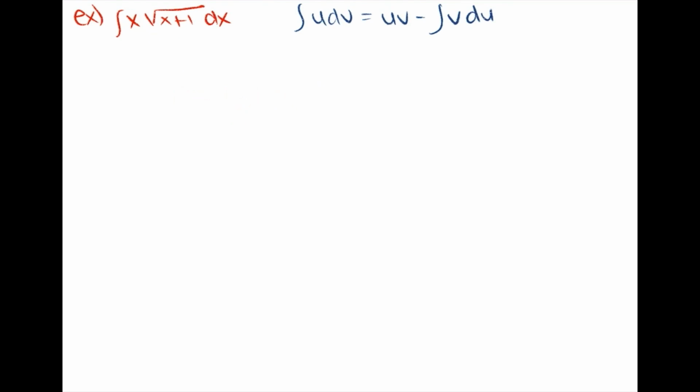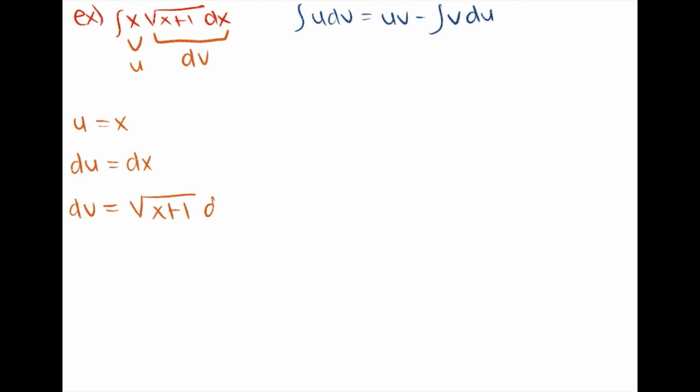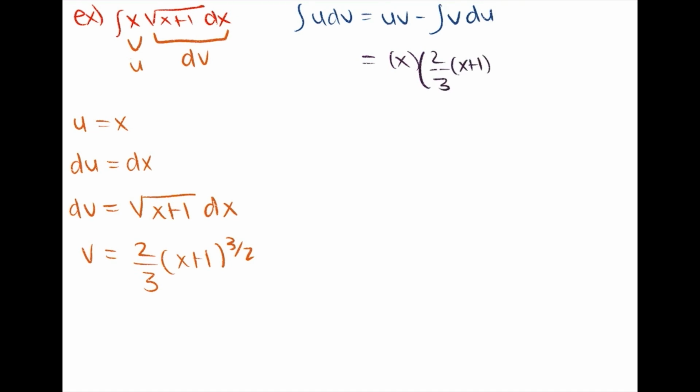So I'm going to go ahead and try the square root of x plus 1 dx to be my dv and x to be my u. So if u is equal to x, then du is just equal to 1 dx. And if dv is equal to the square root of x plus 1 dx, then I can integrate that using u substitution, and I would get v is equal to 2 over 3 times x plus 1 to the 3 over 2. So let's start plugging this stuff in. I have uv, so x times my v, which is 2 over 3 times x plus 1 to the 3 over 2, minus the integral of my v again, 2 over 3 times x plus 1 to the power of 3 over 2, my du, which is just dx.